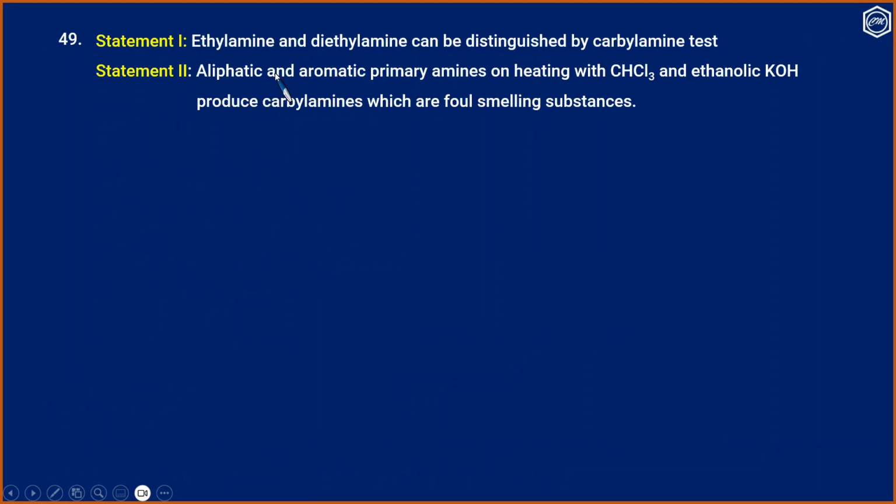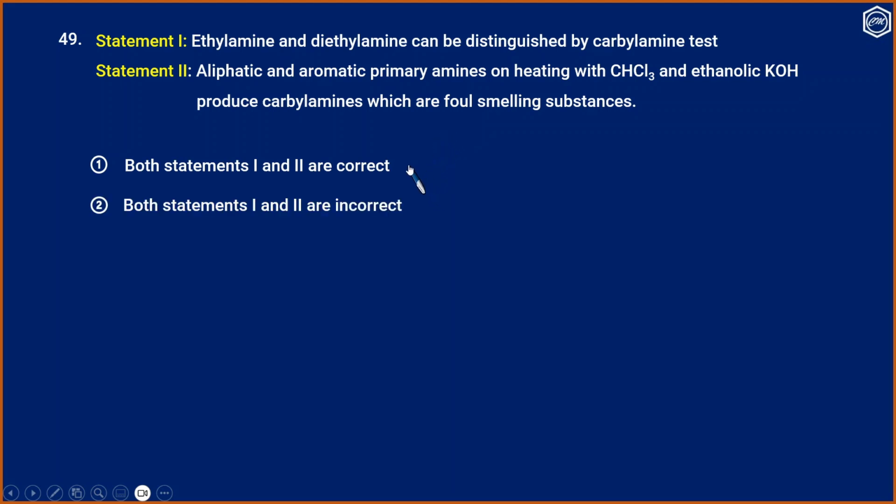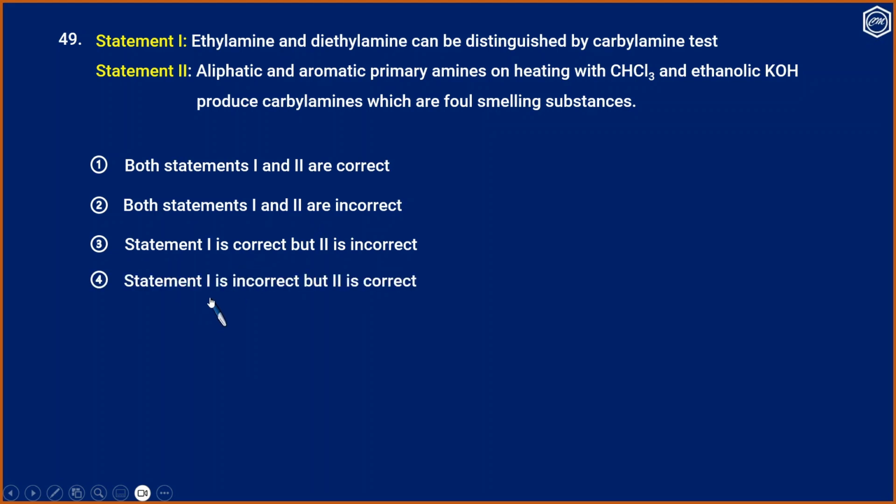Question 49. Statement 1. Ethylamine and diethylamine can be distinguished by carbylamine test. Statement 2. Aliphatic and aromatic primary amines on heating with chloroform and ethanolic KOH produce carbylamines, which are foul-smelling substances. And answers: both statements 1 and 2 are correct. Both statements 1 and 2 are incorrect. Statement 1 is correct but 2 is incorrect. Statement 1 is incorrect but 2 is correct.